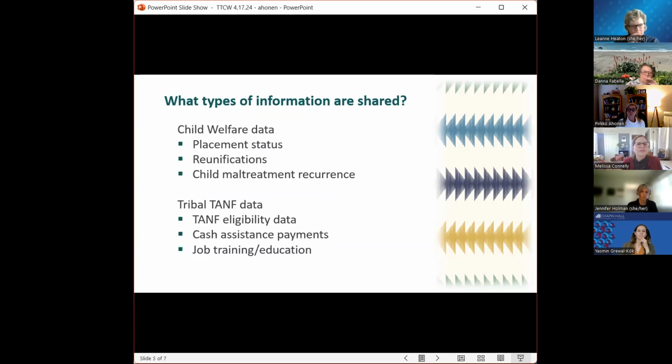Here are just a couple of quick slides again about data sharing. Here are some types of information that TTCW programs share. Some of them share to achieve and address those data needs. So child welfare data examples and tribal TANF data, some examples. But also, as I noted previously, they do share a lot of information informally.